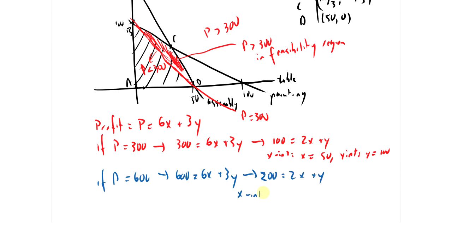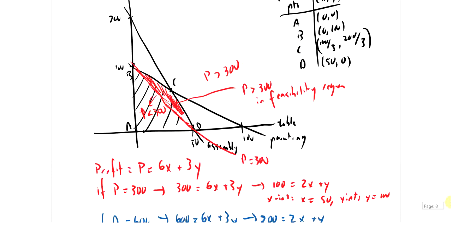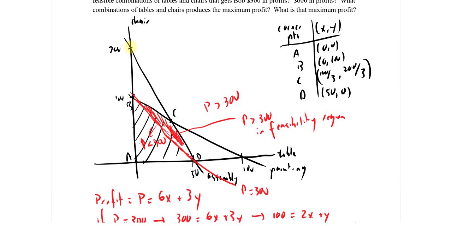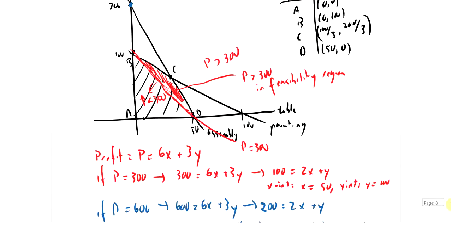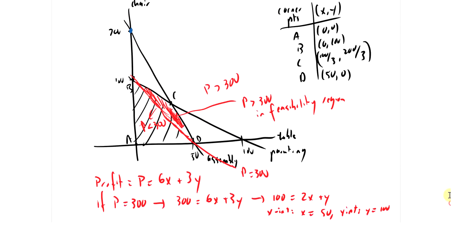And the x-intercept, x is 100, right, 200 divided by 2. My y-intercept is y equals 200. Great. So y equals 200, x equals 100. That's actually the intercepts for these other two lines. That just happened because of the numbers I picked. It doesn't always happen. So there's my profit equals 600 line.